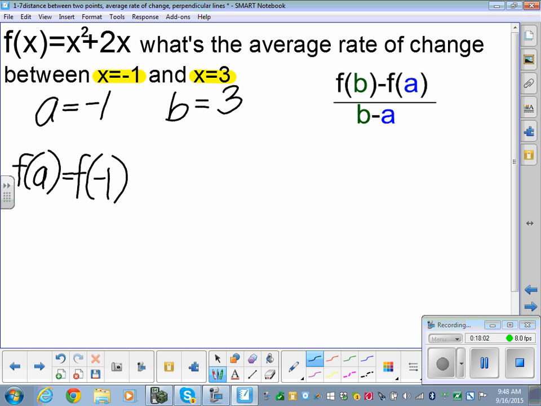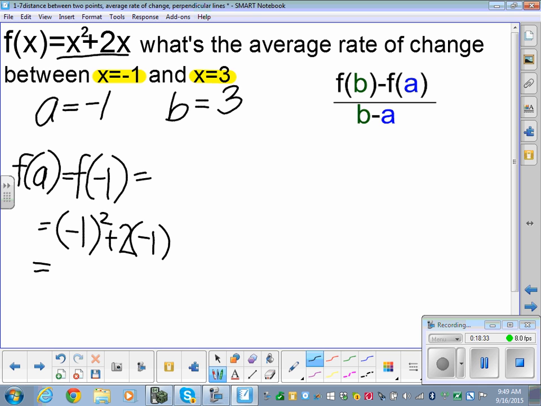Do you have questions on that? Okay, so what's our function at -1? Well, our function was x squared plus 2x. So we need to substitute in -1 into that function and calculate it. So I'm substituting it in wherever there's an x, we're going to have -1 squared, plus 2 times x. We're substituting in -1, so 2 times -1.